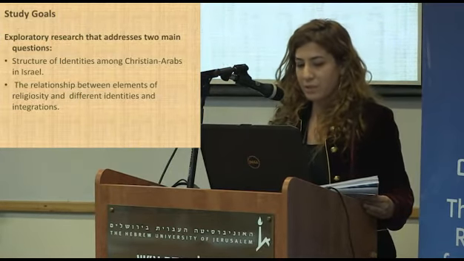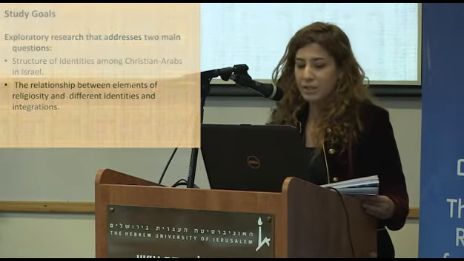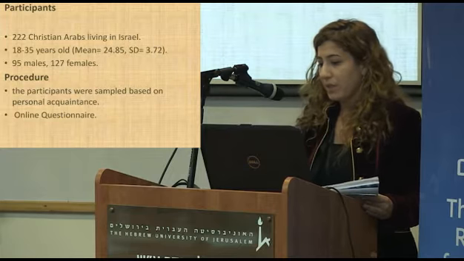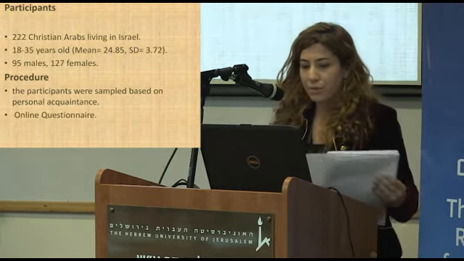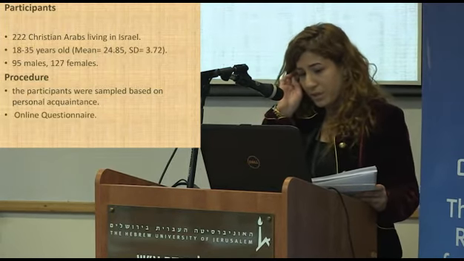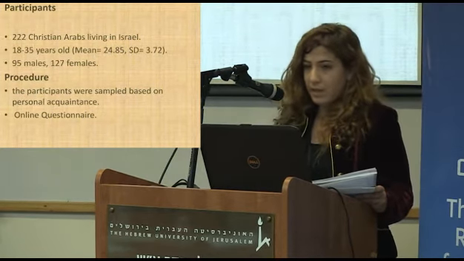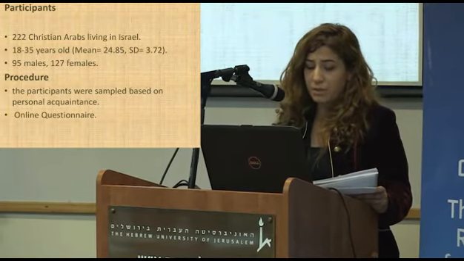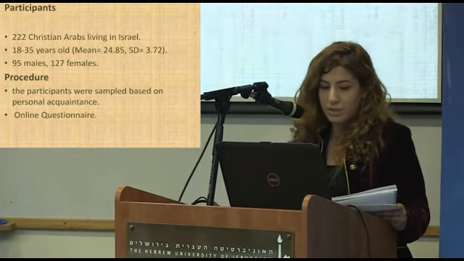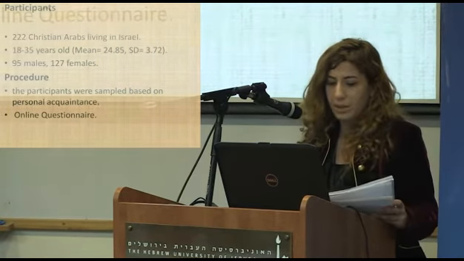The second goal is to examine the relationship between elements of religiosity and different identities and integrations, as I will describe later. We had 222 Christian Arabs living in Israel with ages between 18 to 35, with 95 males and 127 females. The participants were sampled based on personal acquaintance, but the final sample was heterogeneous because we sampled the participants from diverse villages. They filled online questionnaires that we sent in mails.